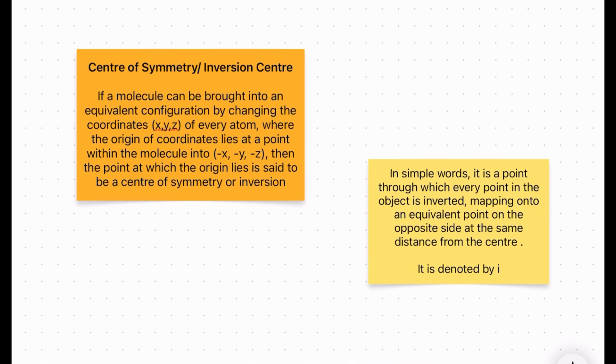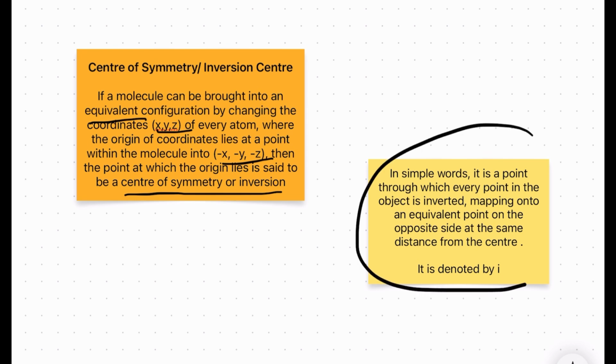Center of symmetry or the inversion center. If a molecule can be brought into an equivalent configuration by changing the coordinates x, y, z of every atom, where the origin of coordinates lies at a point within this molecule, into minus x, minus y, minus z, then the point at which the origin lies is said to be the center of symmetry or center of inversion. It was a bit of a complicated definition, so in simple words, it is a point through which every point in the object is inverted, mapping onto an equivalent point on the opposite side at the same distance from the center.